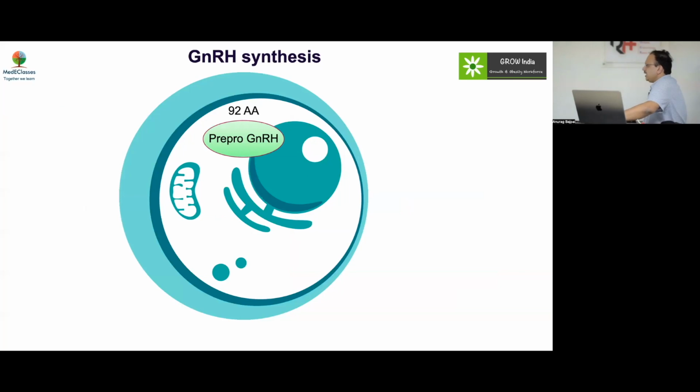Now, GnRH is basically like any other peptide. It's like your pre-pro AVP, like pro-opiomelanocortin, like pre-pro PTH. So it's like a pre-pro multiple hormone. From there, you have the signal peptide, the associated protein, and then you have a decapeptide. So this is basically a 10 amino acid compound. All these hypothalamic ones are very small.